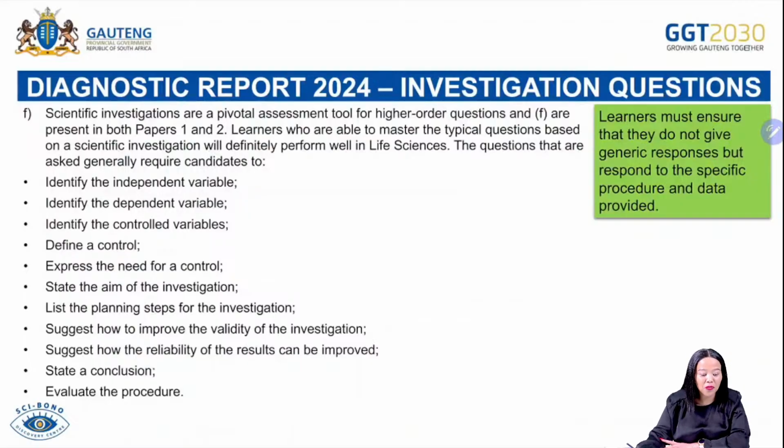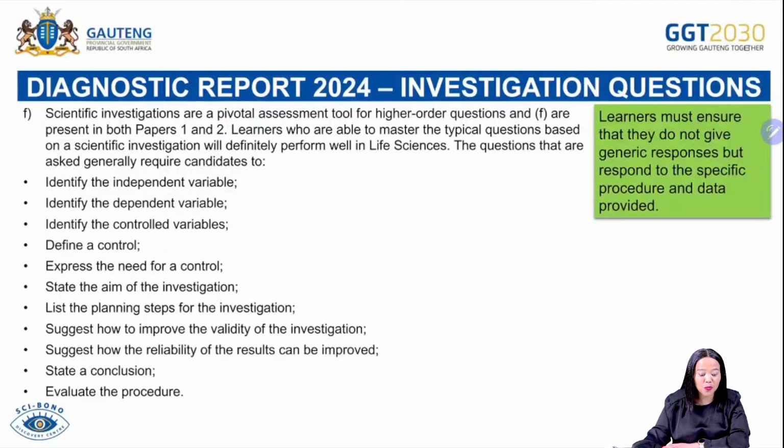Having spoken of expressing the need for a control, there is also what we call a baseline. That is the measurement that is taken before the treatment of the independent variable being tested. So the control and the baseline serve the same purpose. They serve the purpose of comparison. We want to say that the results we are obtaining are due to the factor that we are investigating. But as I said, that is the general response that one can give.